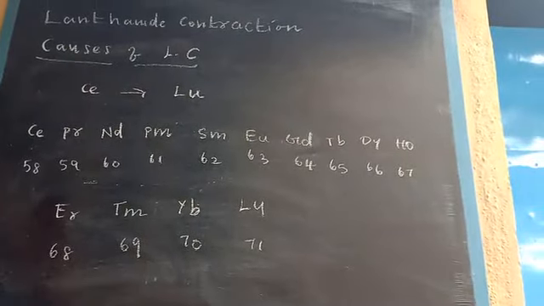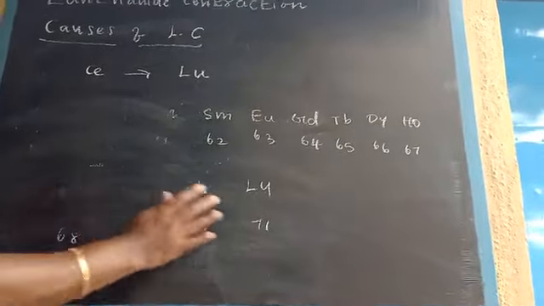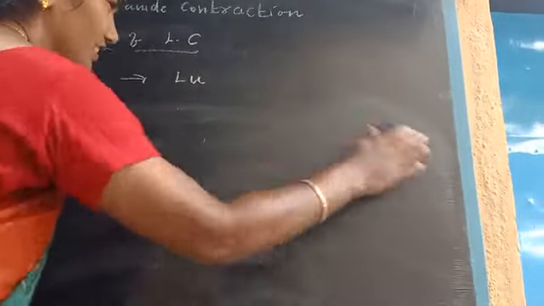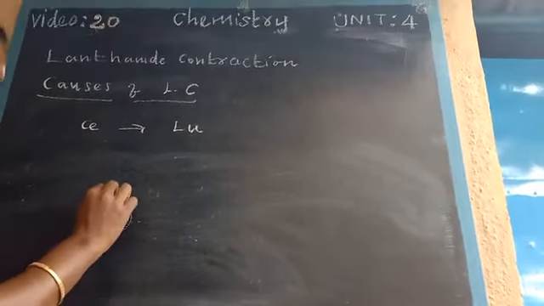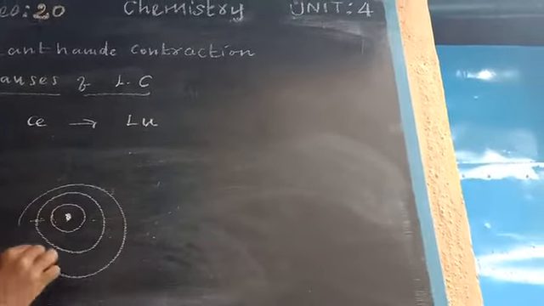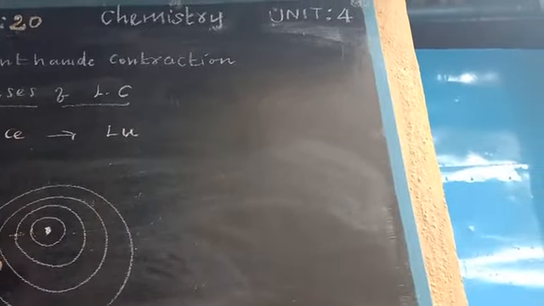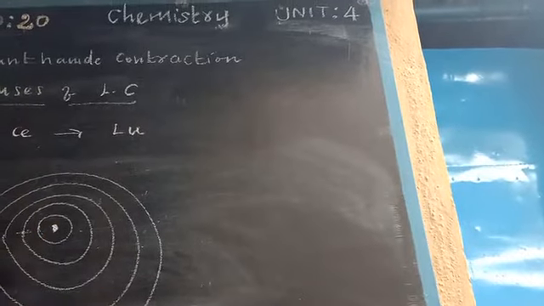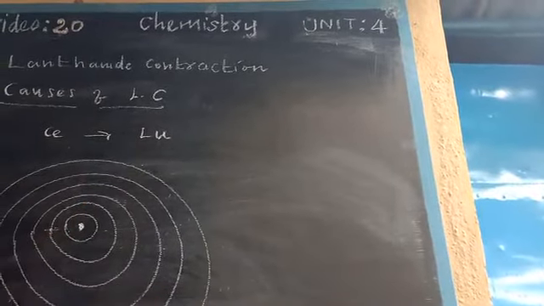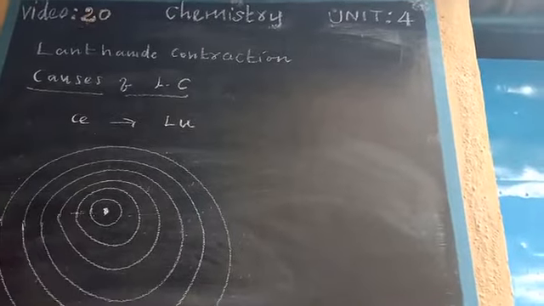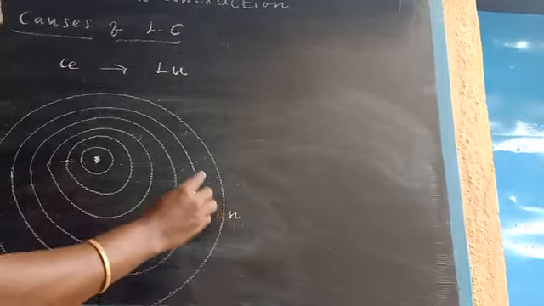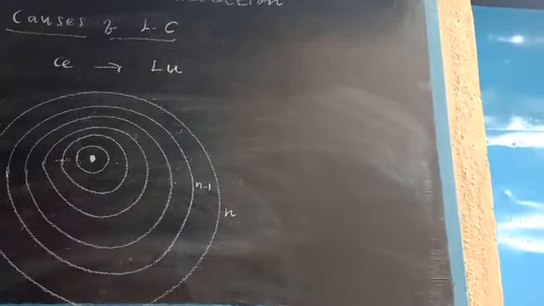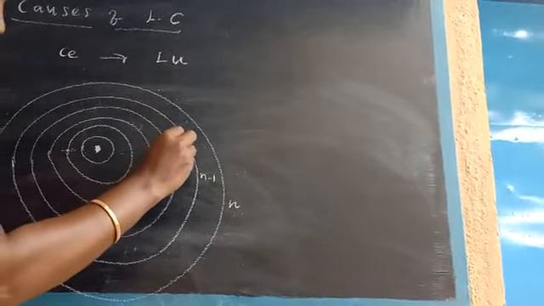Children, now let us see the lanthanoid structure. The center of the atom is the nucleus, we know very well. Next, the electrons revolve around the nucleus. Here this is the nth shell, the outermost shell. This one is n minus 1. This shell is n minus 2.